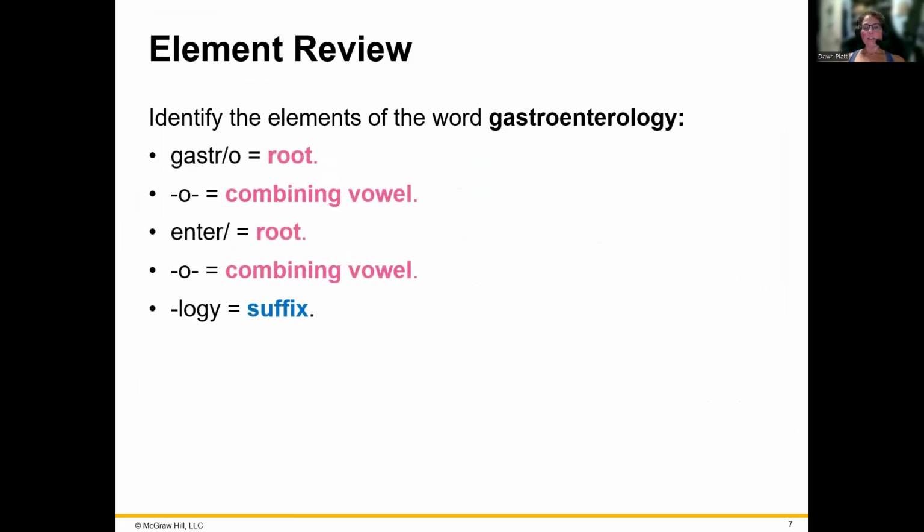So when we look at gastroenterology, this has root words. It has a suffix, and then it has the combining vowel. So if you look at gastro, that's an actual root word. The combining vowel, it's actually a combining form because the combining vowel is the O. Enter is the root word, O is the combining vowel, and logi is the suffix. And when you put it all together, it means the study of the stomach and intestines.